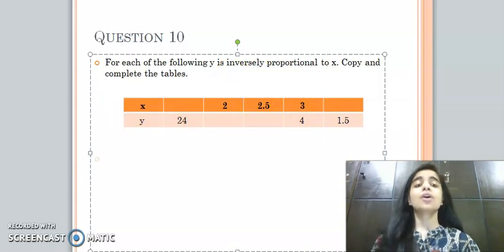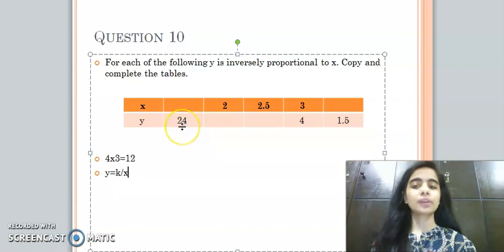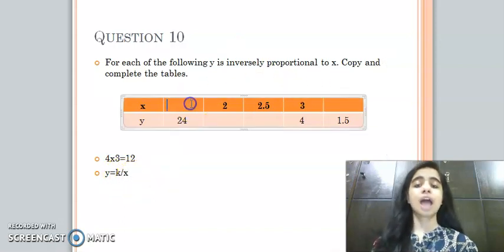What is K? Since the equation for inverse proportion is Y is equal to K upon X, K will be YX. So Y value is 4 and X value is 3. So 4 multiplied by 3 will be 12. So the K value is 12. So Y is equal to K upon X. This is our equation. Now, Y is 24 and K is 12. So we will do 12 divided by 24 to find X. So X is half. That is 0.5.